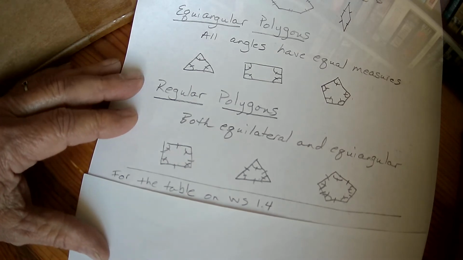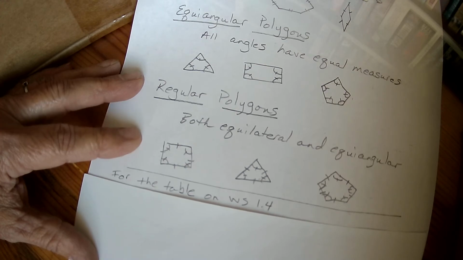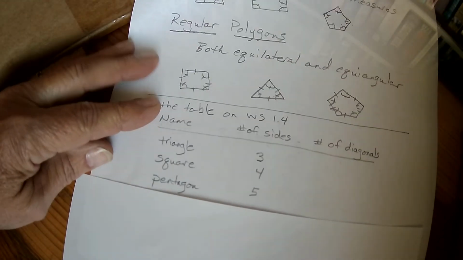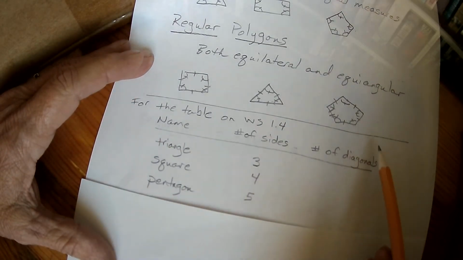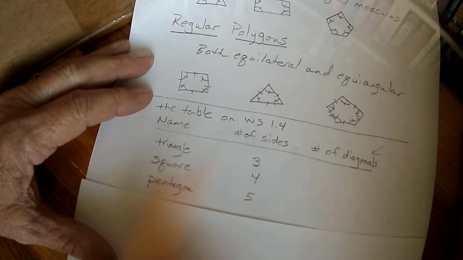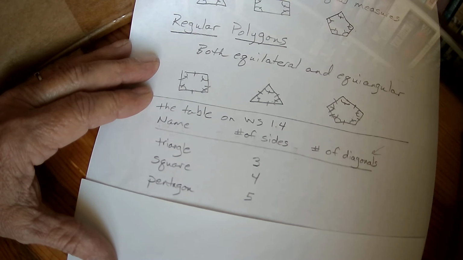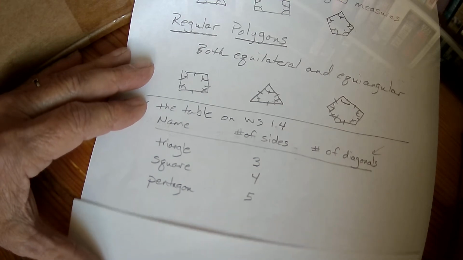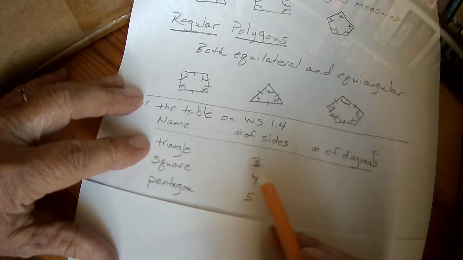Okay, we're gonna work through that table on worksheet 1.4. I know it's 1 through 10 on 1.4, and we want to look at the number of diagonals in a polygon, and I'm going to show you how we develop the formula to find how many diagonals are in any sided figure. So let's do the ones that we know for sure, and we can draw them without any trouble.